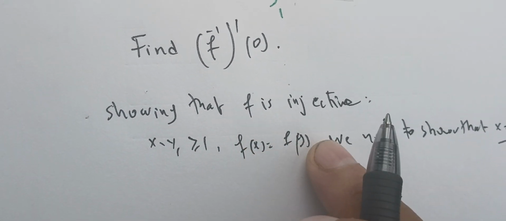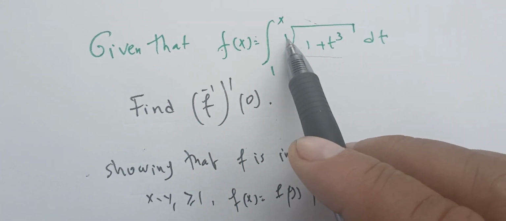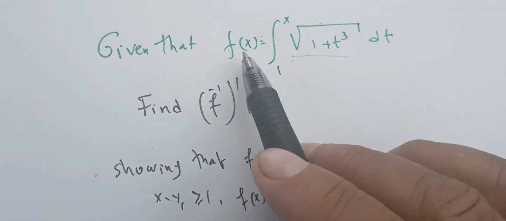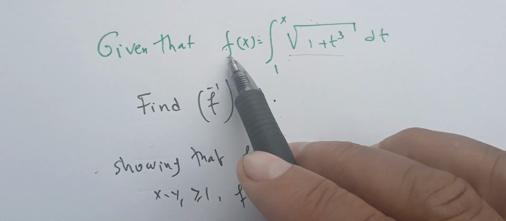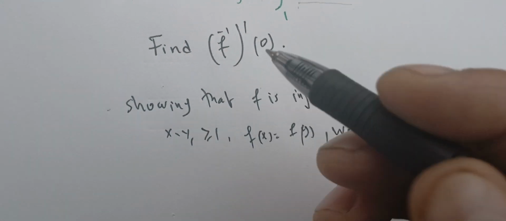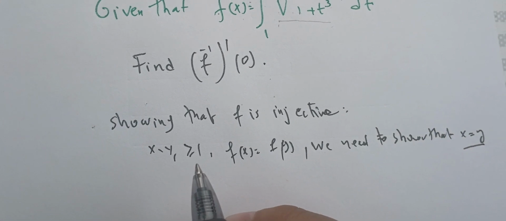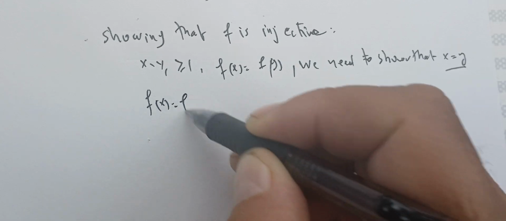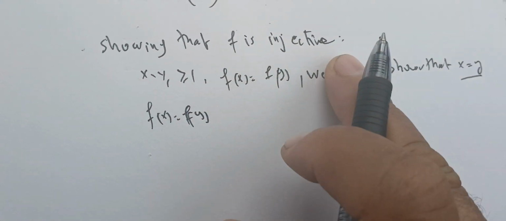So here f of x is f of y. First, the square root of 1 plus t cubed is continuous, defined everywhere, and therefore f is continuous. Okay? So it's continuous, therefore it's differentiable here because it's defined by this integral. Therefore, we can differentiate, according to the fundamental theorem of calculus. We have f of x is f of y. Okay, so this is our assumption. We want to prove that x is y.